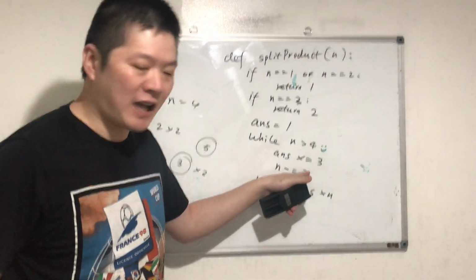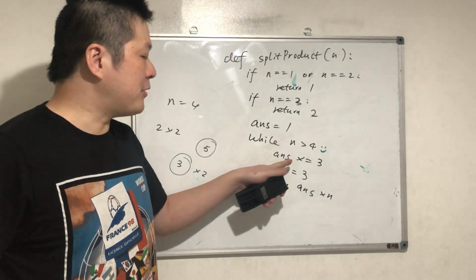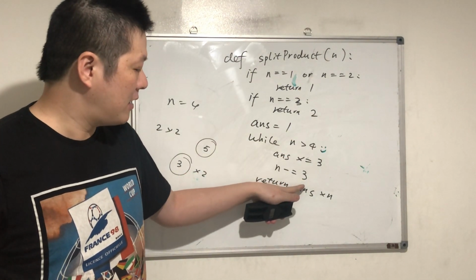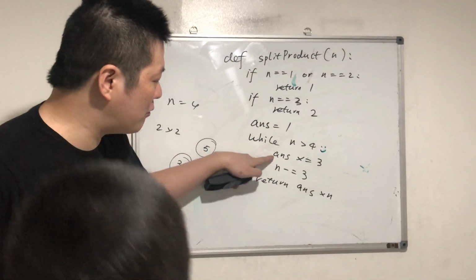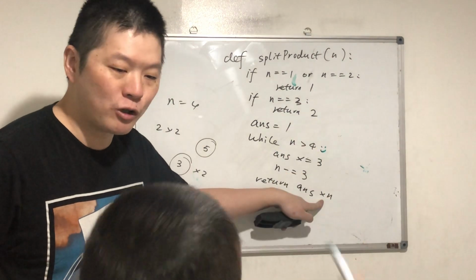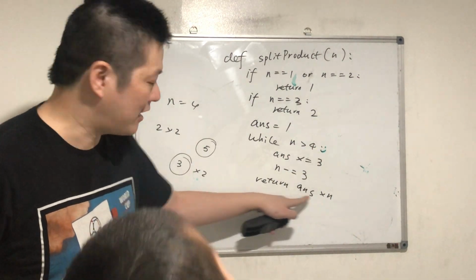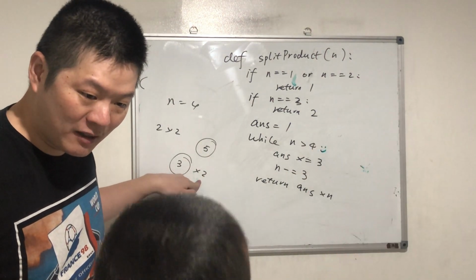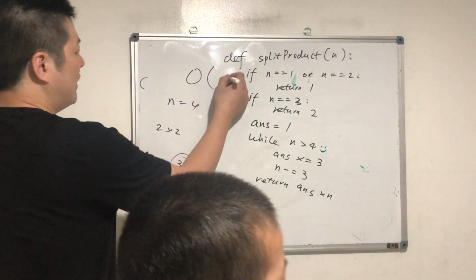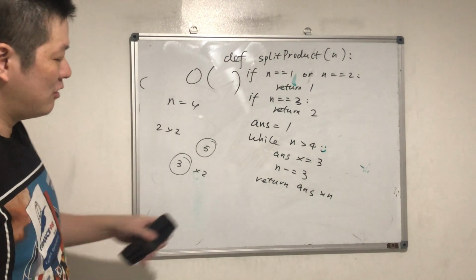If it's more than 4, we take a 3. And when this while loop exits, n is smaller than or equal to 4, right? Now we just multiply the remainder. What's the time complexity?